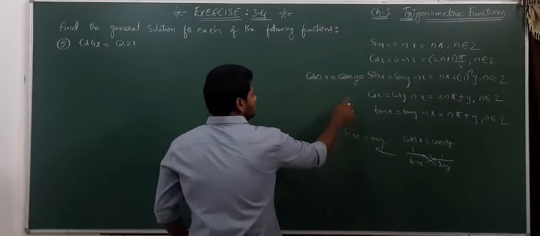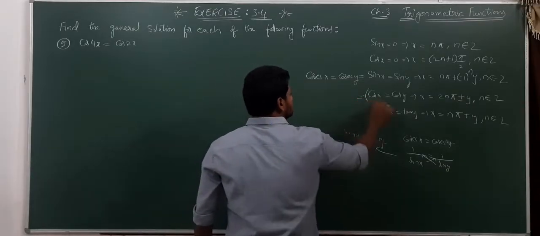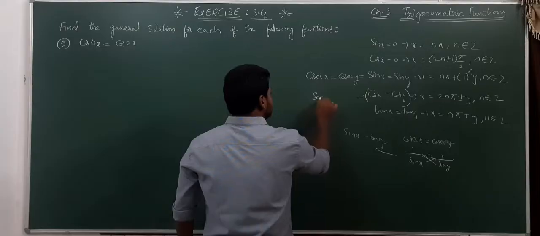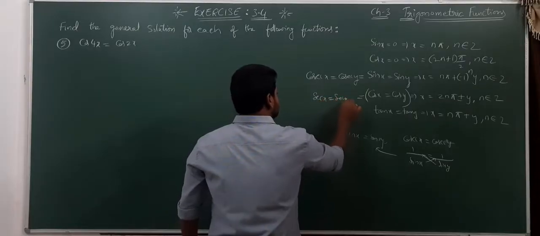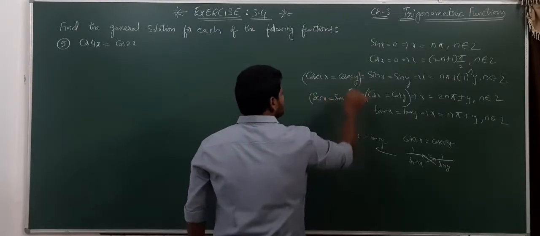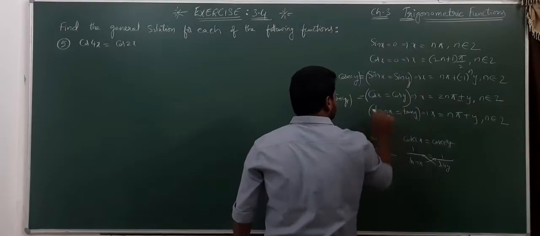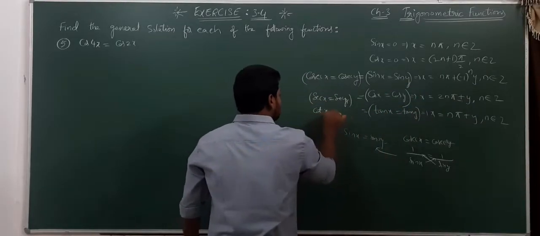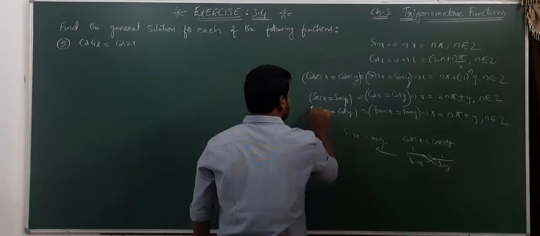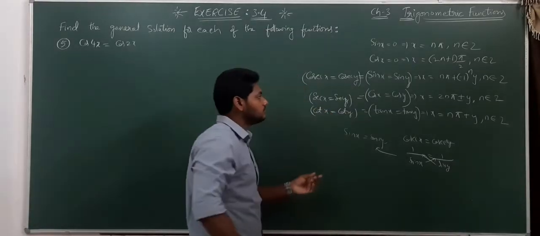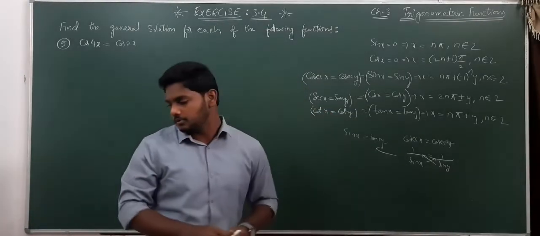Here, cos x equal to cos y is also the formula for secant x equal to secant y. Remember. And this is also the formula for cot x equal to cot y. Right? So these formulas you need to remember.